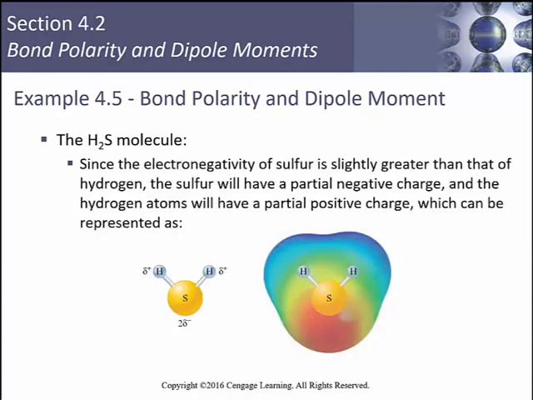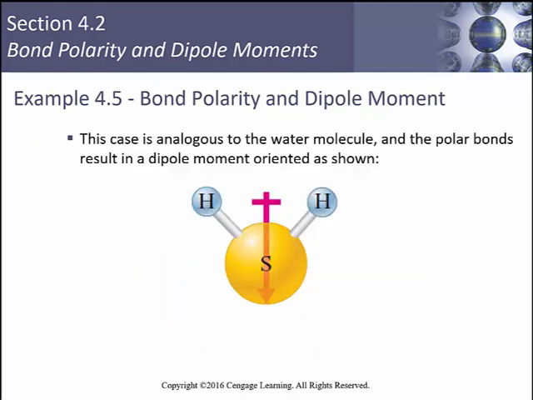Our hydrogen sulfide molecule has polar bonds between the hydrogen and the sulfur. It's got some lone pairs of electrons over here that they're not showing. But our sulfur is going to have a little bit of a negative charge, and our hydrogens will have a partial positive charge. While they will cancel each other out in the x dimension, they do not cancel each other out in the y dimension, and so you end up with a net dipole that goes through the molecule like that.